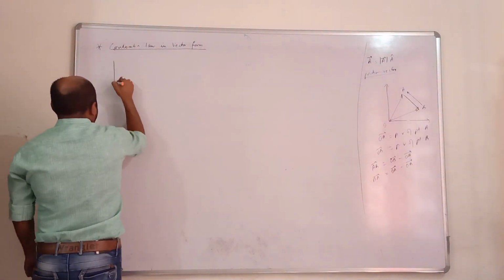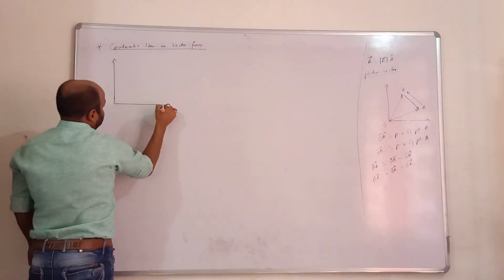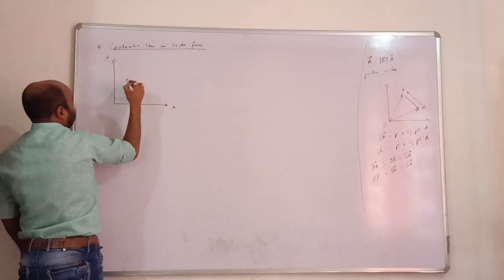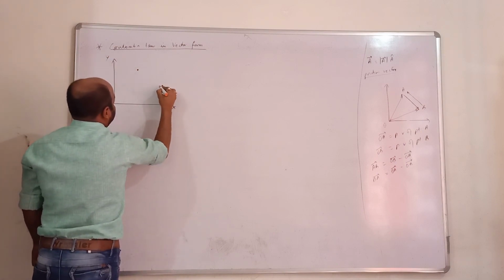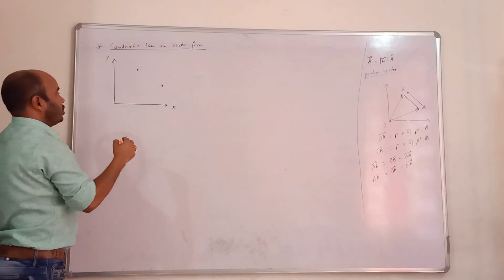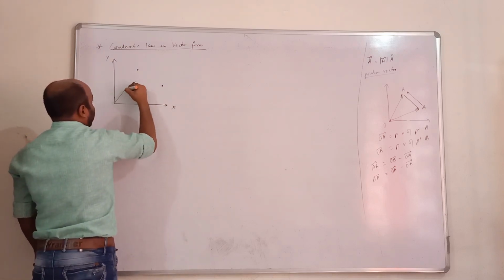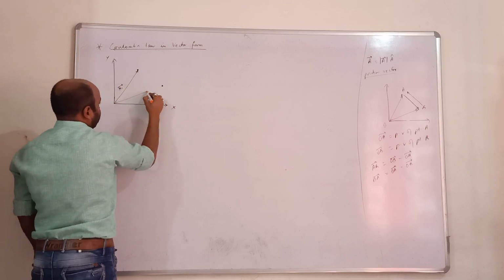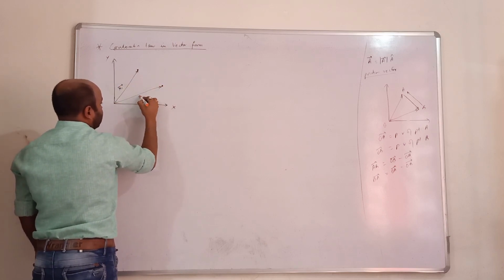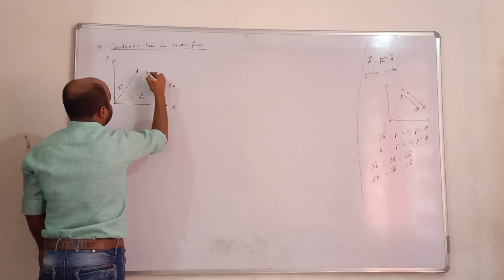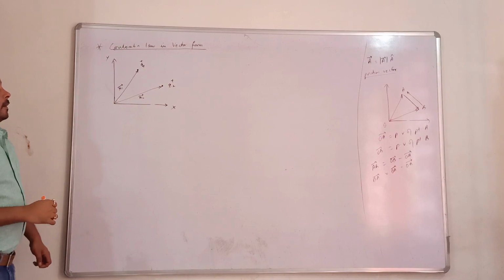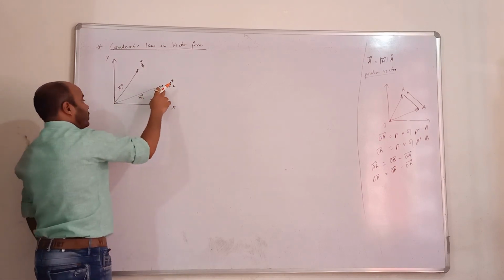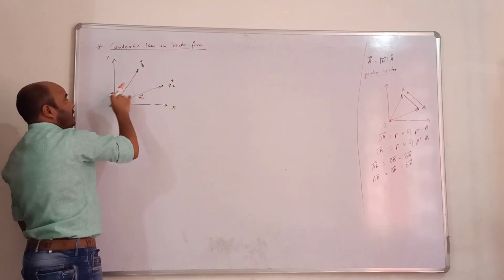Now let's take a Cartesian coordinate format. This is the x coordinate, this is the y coordinate. We have two charges here, Q1 and Q2. Both charges I am taking as positive. The position vector of Q1 is R1 vector, and the position vector of Q2 is R2 vector. Like this charge is Q2, like this charge is Q1, both are plus.